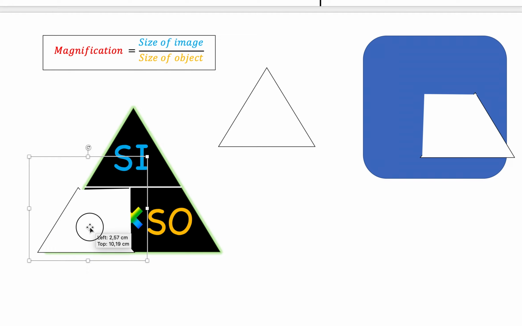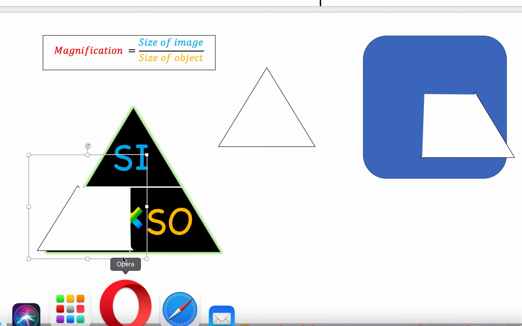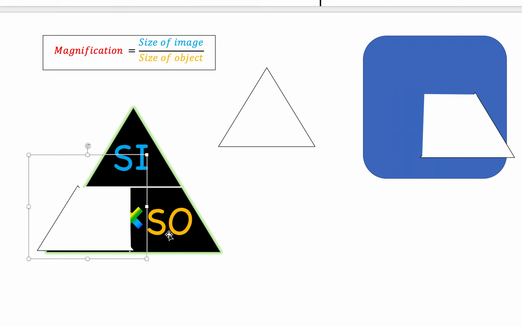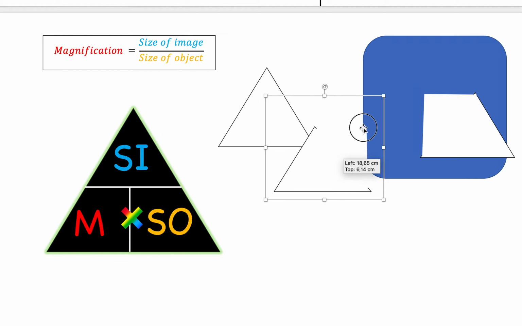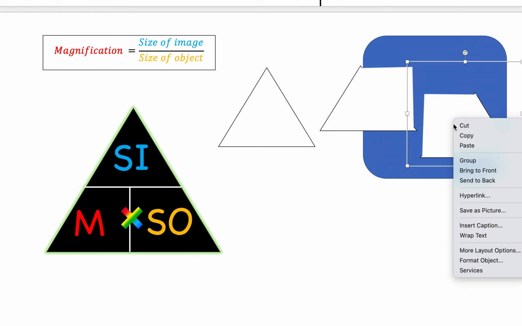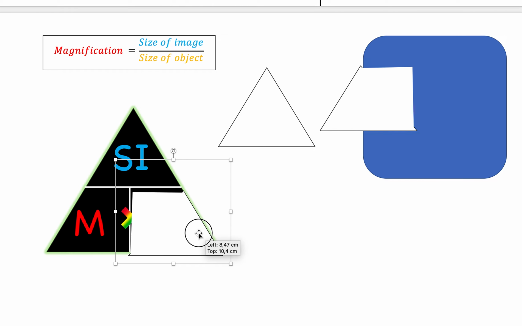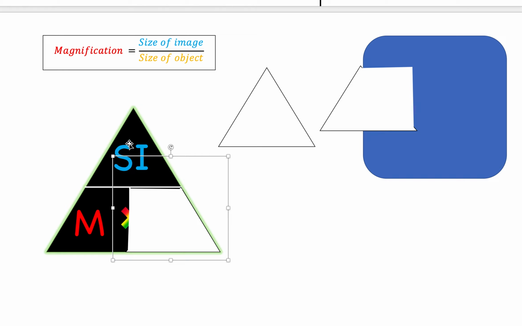Now, what if your teacher says, calculate magnification? Then you cover magnification. Now you have your equation: size of image divided by size of object. Now last one. What if he asks you to calculate size of object? You cover size of object, and now you have your equation: size of image divided by magnification.